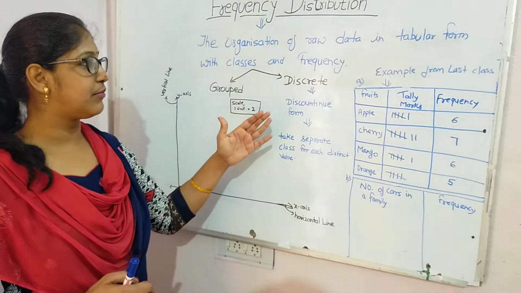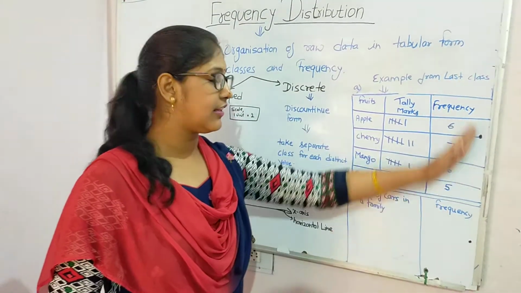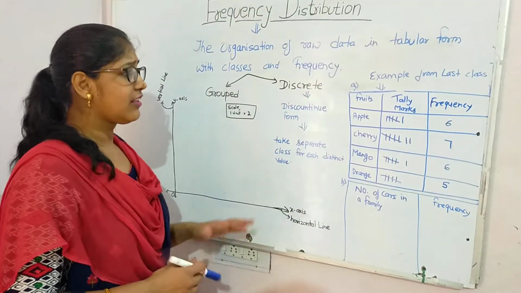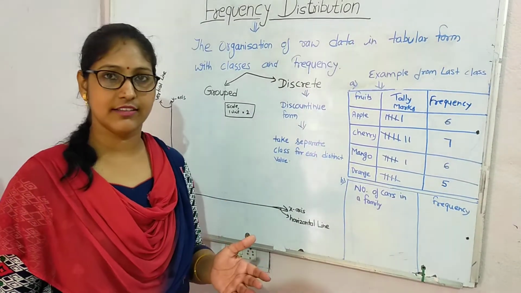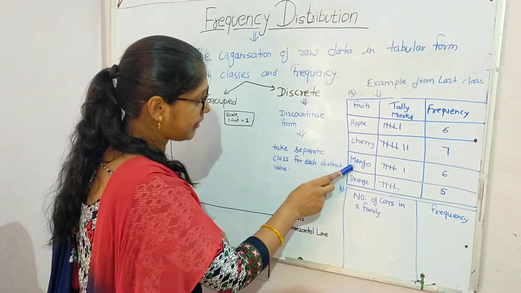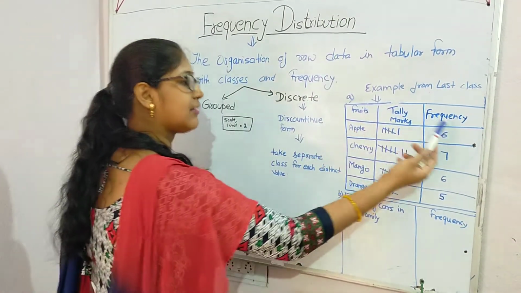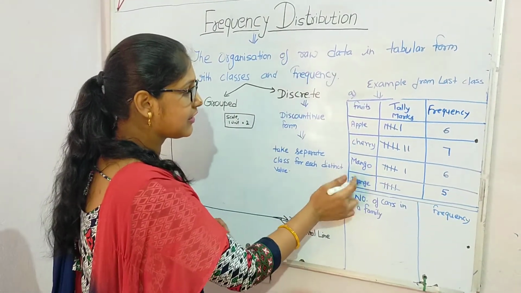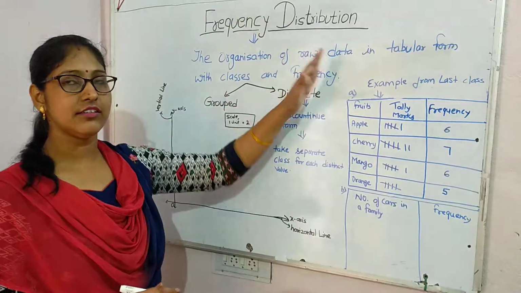Remember our example taken in the last video. We made this table in the last example. It is the frequency distribution table. This table represents the fruits liked by the students of class 8. Here I write some fruit names: apple, cherry, mango, orange. Each separate fruit has a separate frequency. So here we arrange data in separate classes. So this is an example of discrete form, discrete frequency distribution.